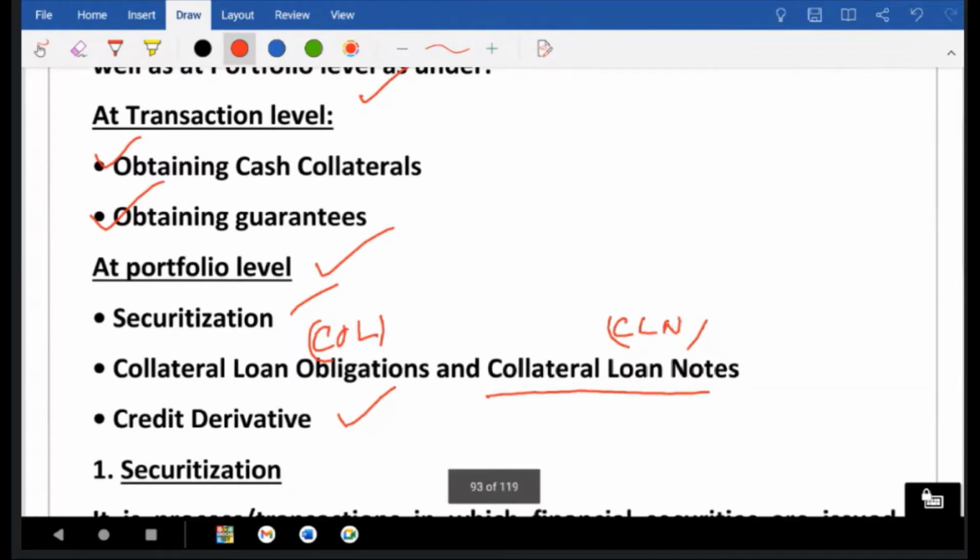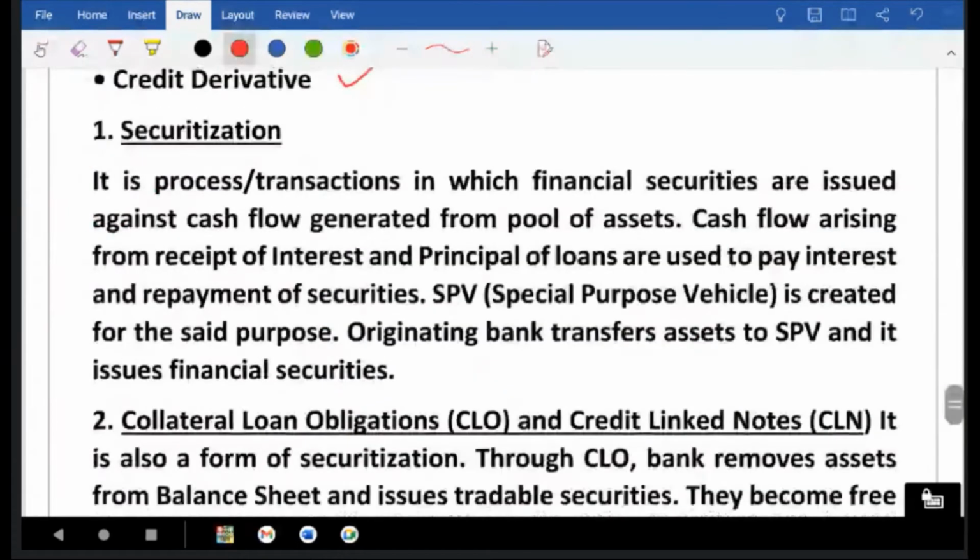Securitization is a process in which financial securities are issued. This point is very important. Financial securities are issued against cash flow generated from a pool of assets. That means the bank may be holding a pool of assets, many assets, like a house or land as a mortgage. So what does the bank do? They issue the financial securities against the cash inflow. Whatever cash is generated against that, they issue the securities. This is called securitization.